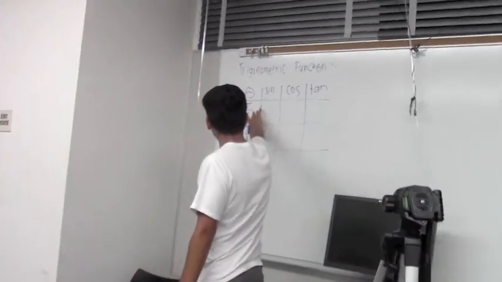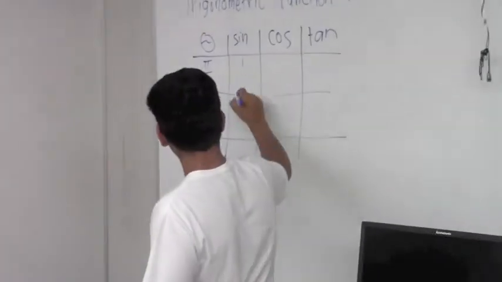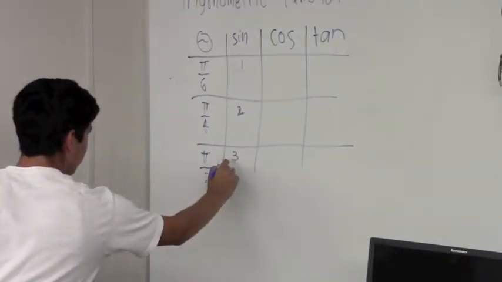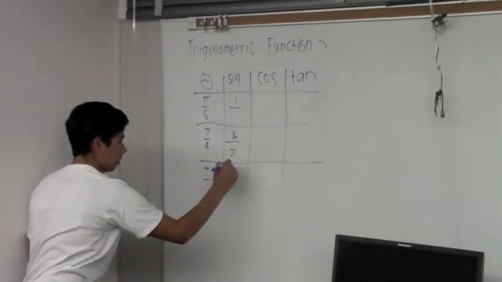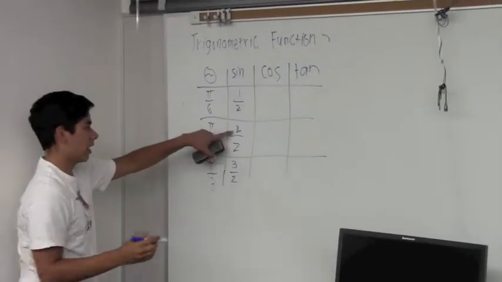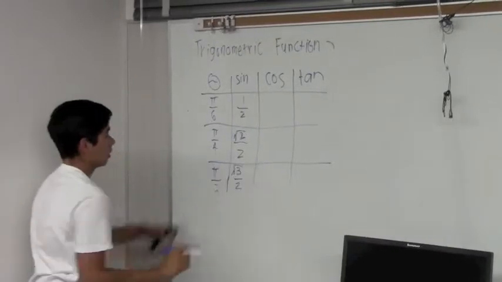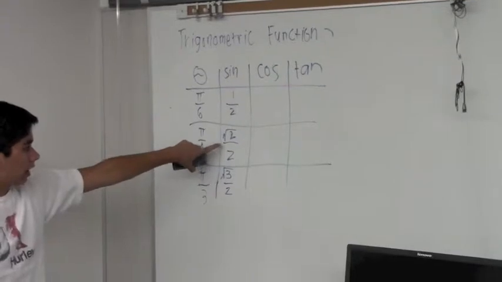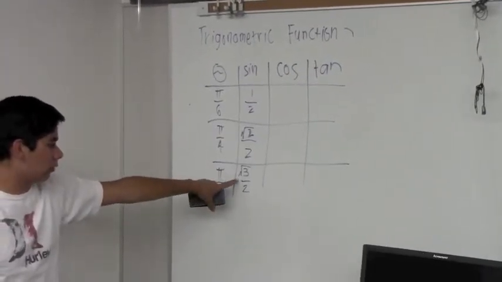Okay, so the sine of pi over 6, this is a good way to memorize this. So we're going to go 1, 2, 3. You see that, class? Alright, now everything's going to be over 2. And you're going to put a radical over the 2 and the 3. So the sine of pi over 6 is 1/2. The sine of pi over 4 is root 2 over 2. And the sine of pi over 3 is root 3 over 2.